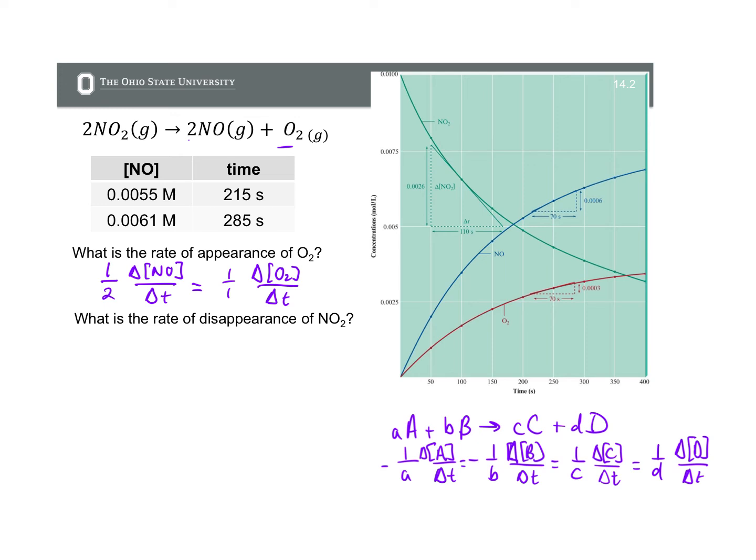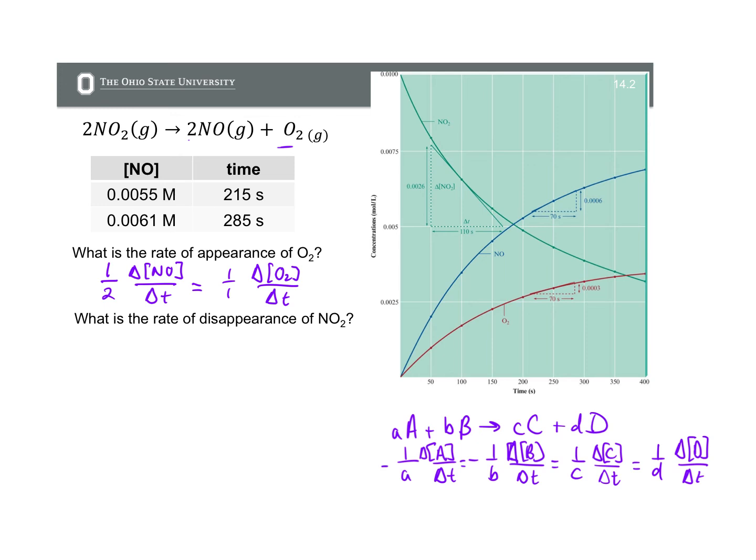Yes? Why is it not negative 1/2 like it was in the example? Yeah, why is it not negative? Because this is a product, not a reactant. Exactly. Both are products, right? So the sign of the rate is going to be the same for both of these. Great.